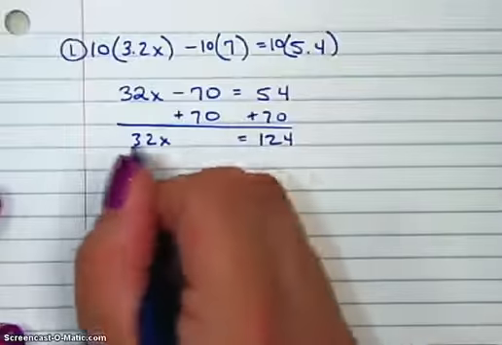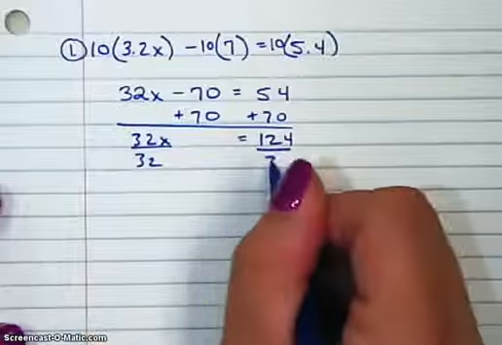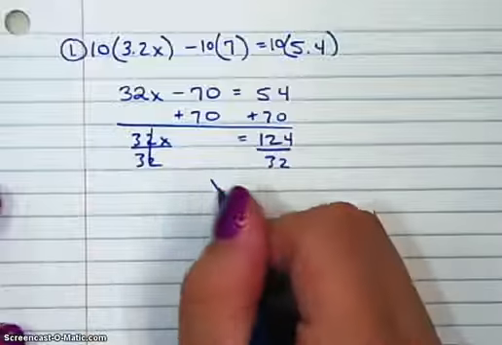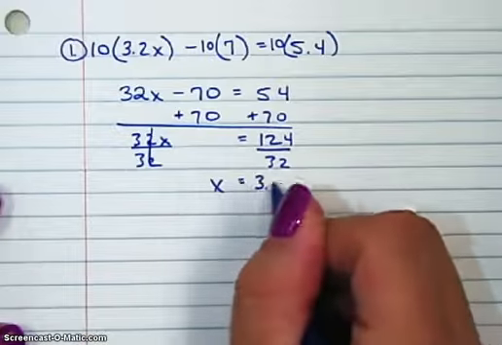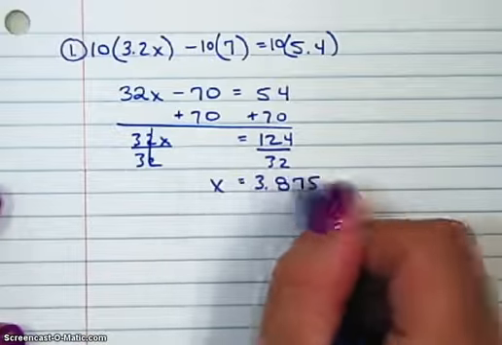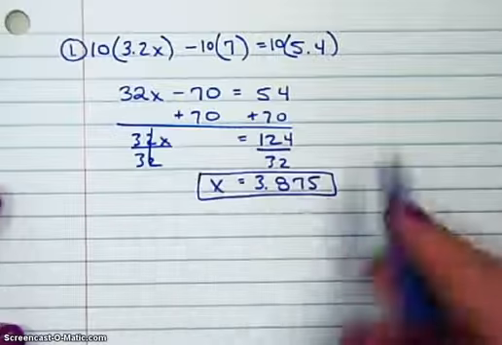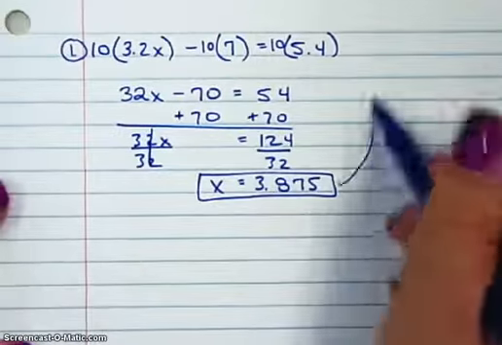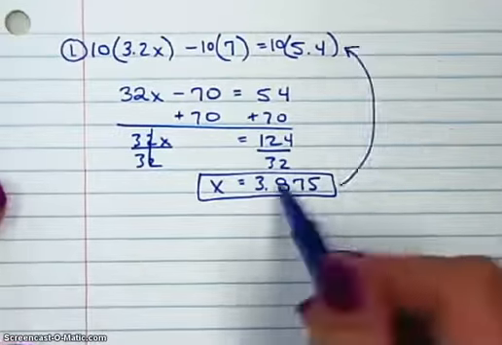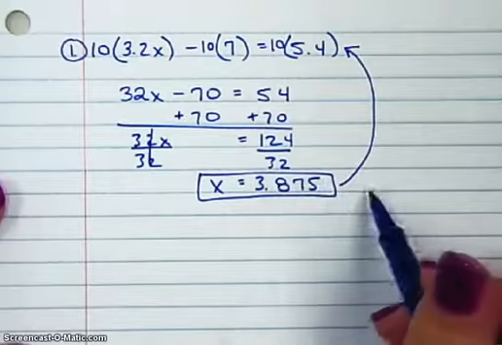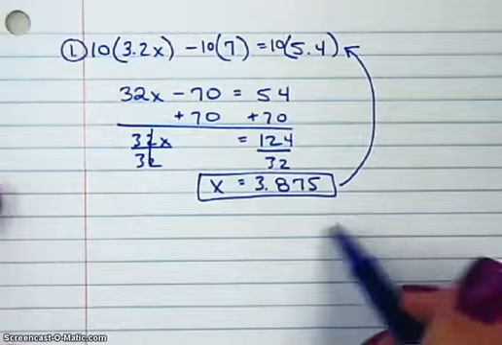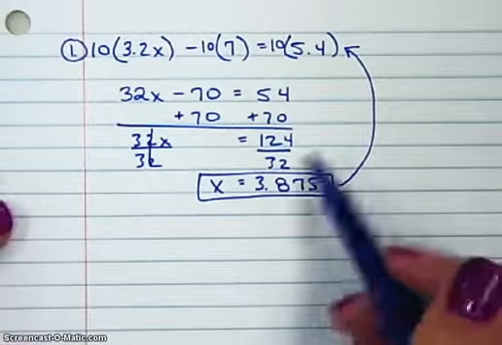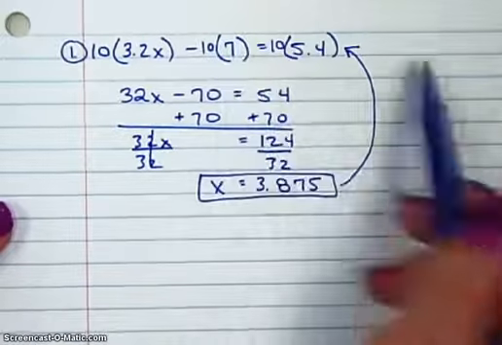So when I divide by 32, x equals 3.875. Now, this is an exact answer. I did not round. Okay, as long as you're not rounding, you want to leave it as a decimal. If it had been a number that was not exact, you would have wanted to write it as a fraction. Now, if you want to check, you want to plug it back in.